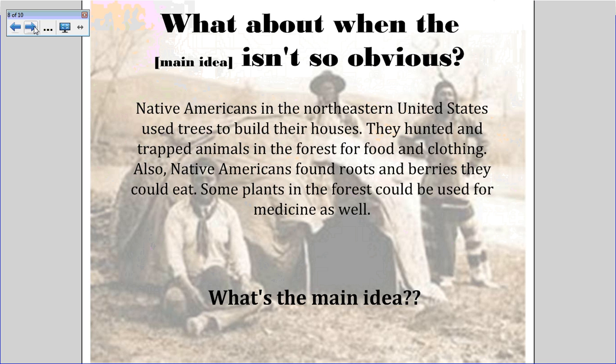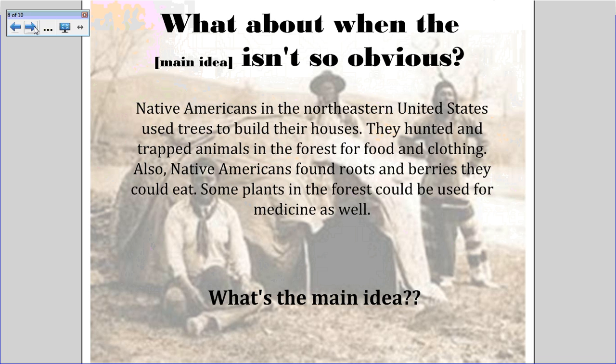So sometimes the main idea is stated obviously, like in the Niagara Falls paragraph, but sometimes a paragraph or article won't state directly what the main idea is. This is called an implied main idea, which means you need to state in your own words what the main idea is. Let's look at an example about when the main idea isn't quite so obvious.